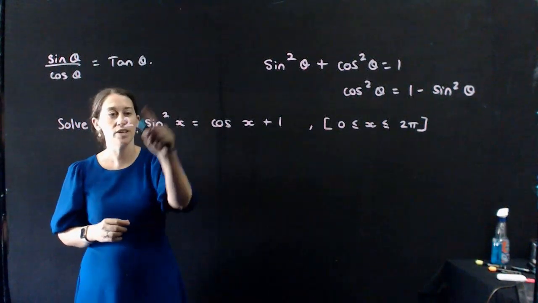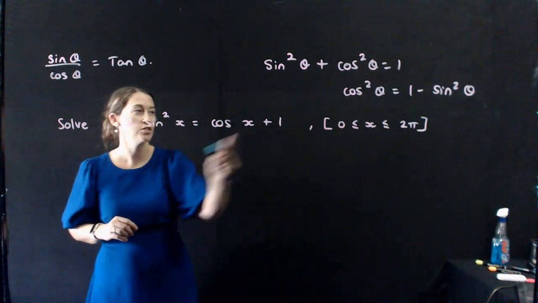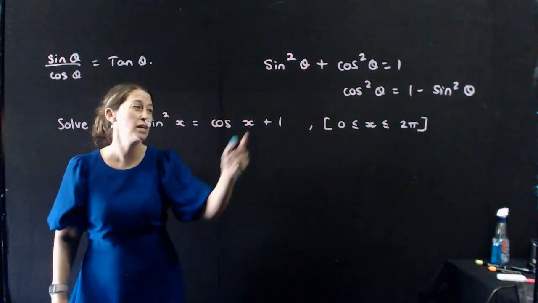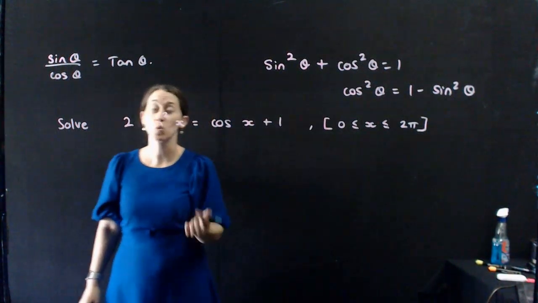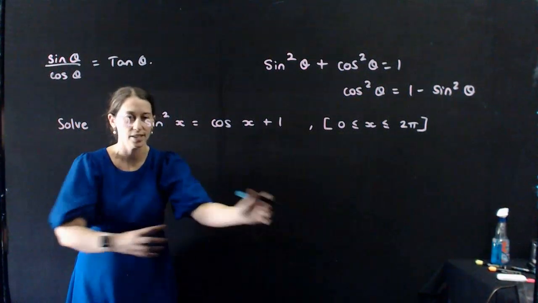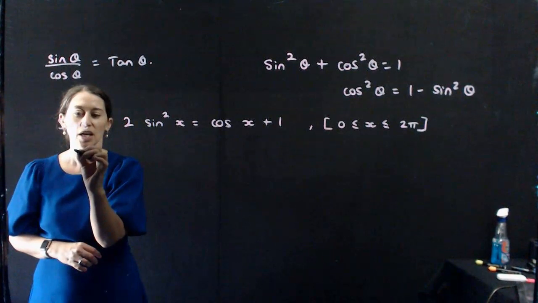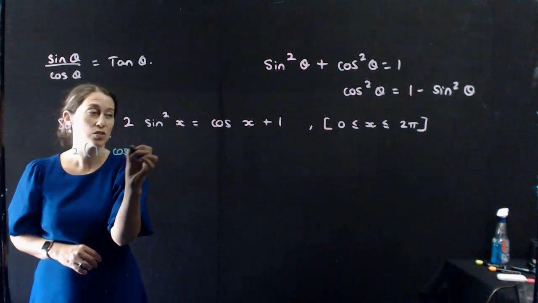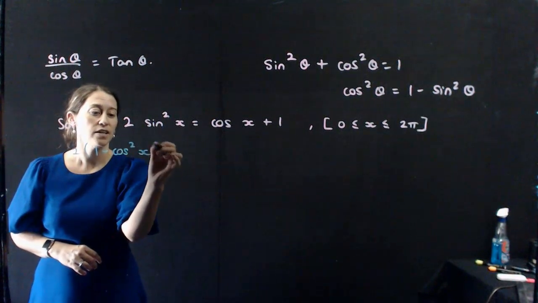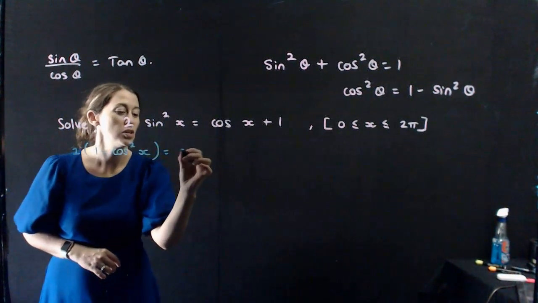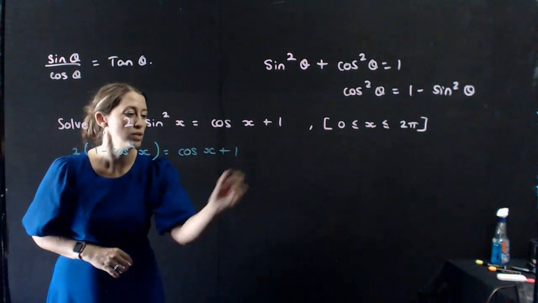So we're going to rewrite sine squared x using one of these rearrangements of this identity here. I'm going to make sine squared x equal to 1 minus cos squared x. So let's do that first. I'm going to try and write down here because it's quite a lot of work. So let's replace sine squared x with 1 minus cos squared x in there, and then we keep writing the equation equals cos x plus 1.